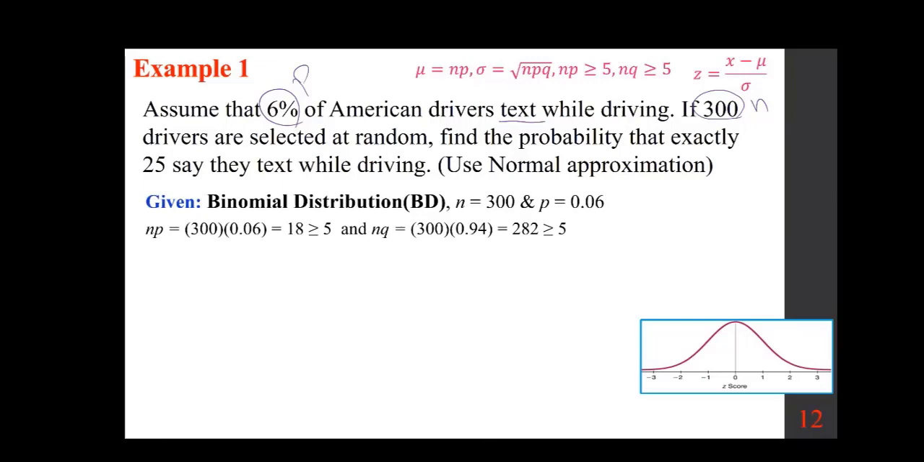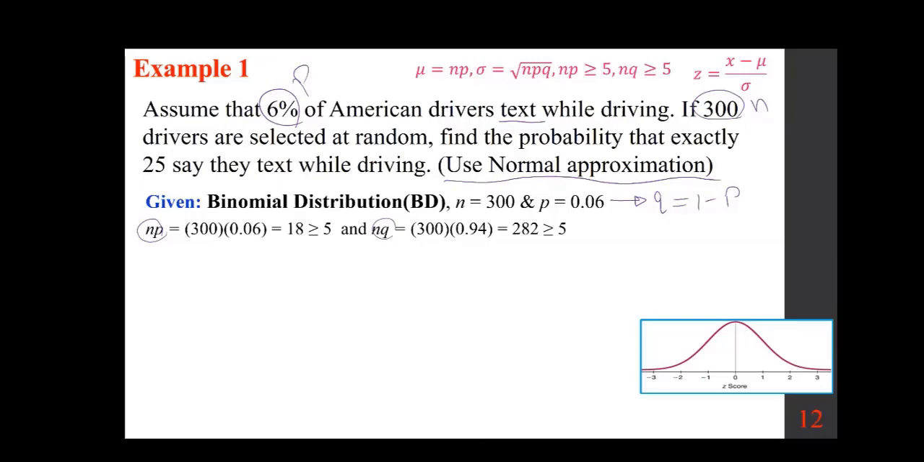That's the first thing. Now they're asking us to do normal approximation. To do that, we're going to check the work. So we have to calculate the np and nq. Needless to say, q is 1 minus p, and that's how we arrive at 0.94. So because the product of np is 18 and the product of nq is 282, both are larger than or equal to 5, we can use normal approximation.